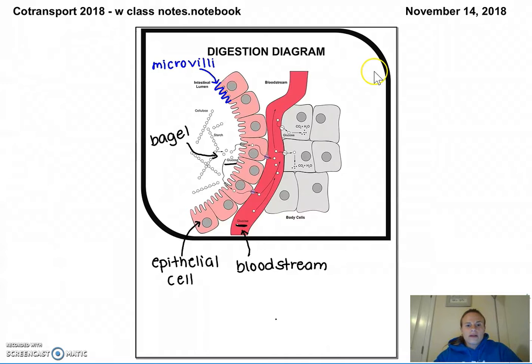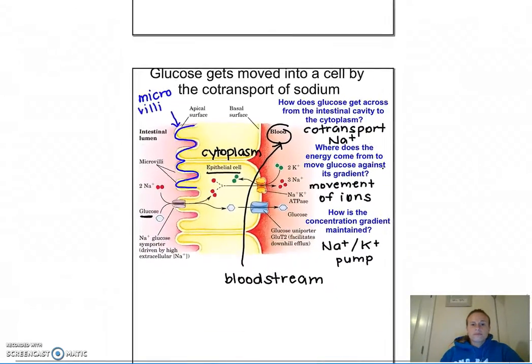So here I've got the microvilli, which are the finger-like projections of the small intestine, which help increase surface area, enabling more glucose to pass through these epithelial cells, which are the cells in the lining of the small intestine, in order to get through to the bloodstream. So let's see how that might happen.